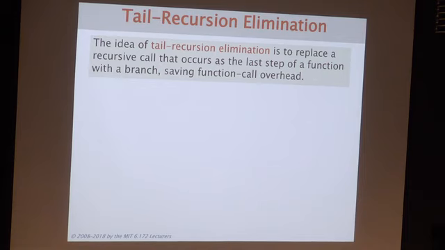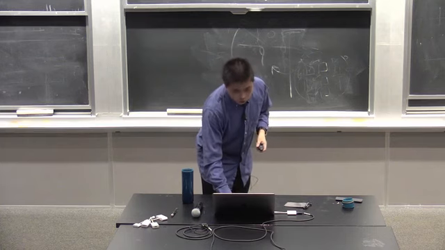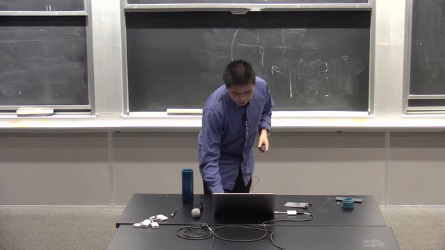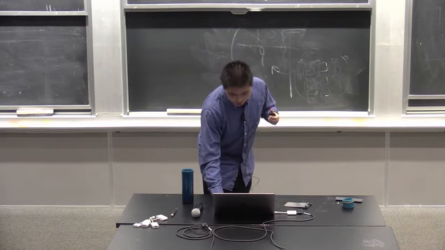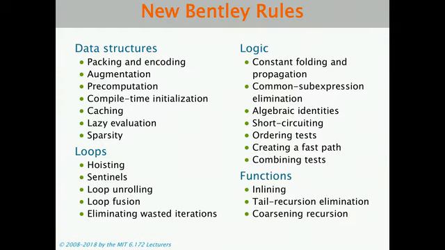OK, so there are two more optimizations that I'm not going to have time to talk about, but I'm going to post these slides on learning modules. So please take a look at them: tail recursion elimination and coarsening recursion. So here is a list of most of the rules that we looked at today. There are two of the function optimizations I didn't get to talk about. Please take a look at that offline and ask your TAs if you have any questions.